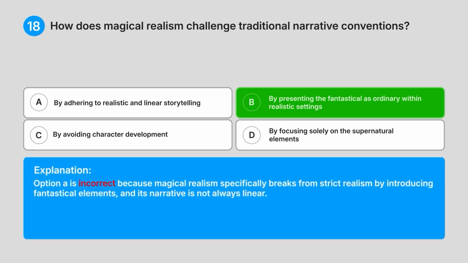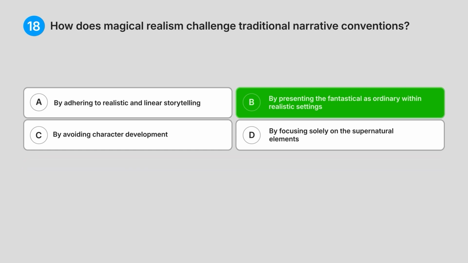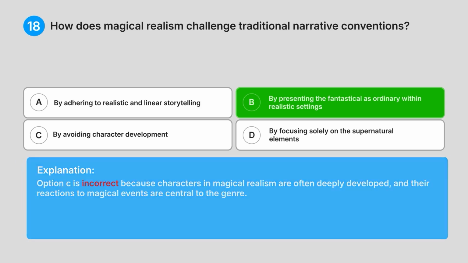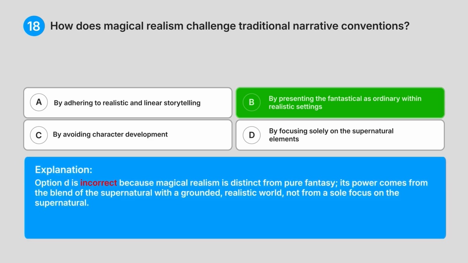Option A is incorrect because magical realism specifically breaks from strict realism by introducing fantastical elements, and its narrative is not always linear. Option C is incorrect because characters in magical realism are often deeply developed, and their reactions to magical events are central to the genre. Option D is incorrect because magical realism is distinct from pure fantasy. Its power comes from the blend of the supernatural with a grounded, realistic world, not from a sole focus on the supernatural.